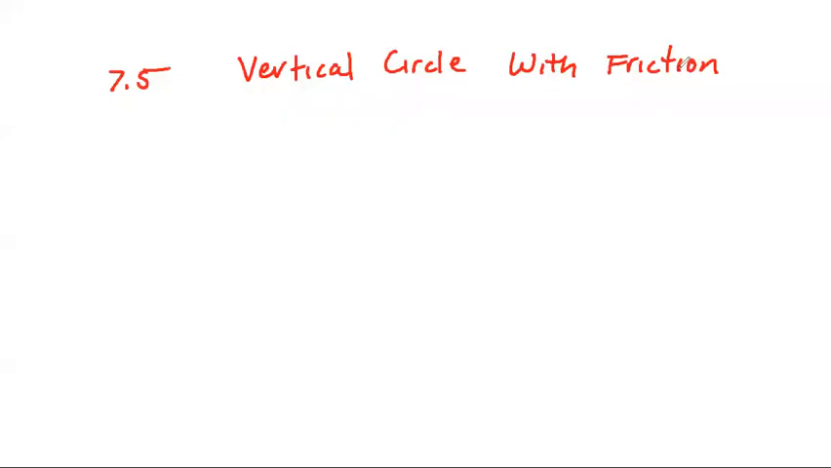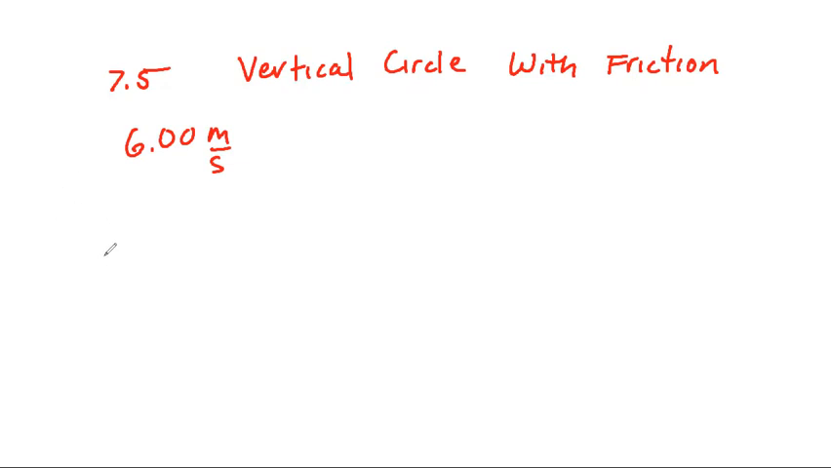So the next one is a vertical circle with friction. We're going back to 7.5 now. It says, suppose the ramp in example 7.4 is not frictionless, and Throcky's speed at the bottom is only 6 meters per second, not 7.67. So it's 6 meters per second, not 7.67. What work was done on him by the friction force?